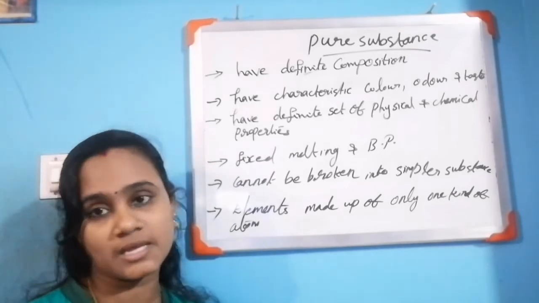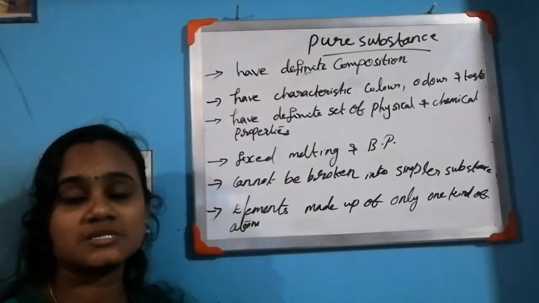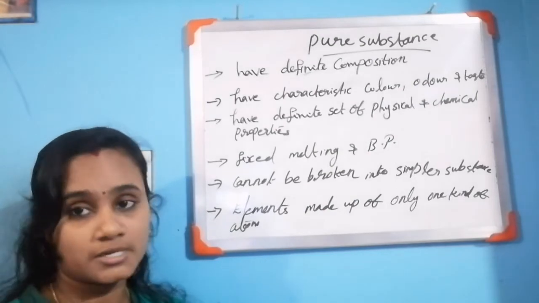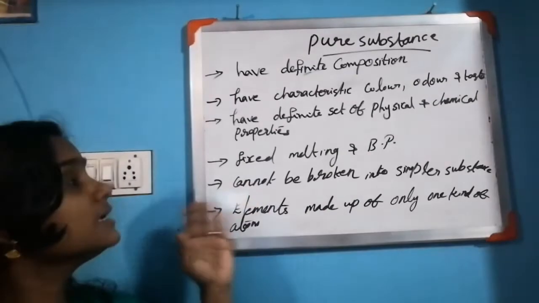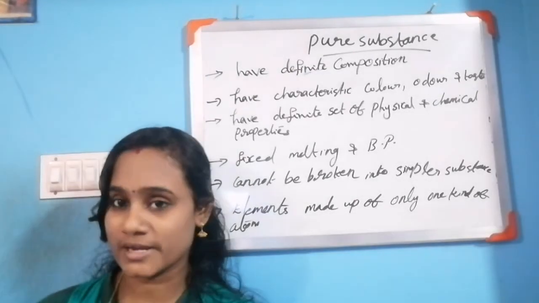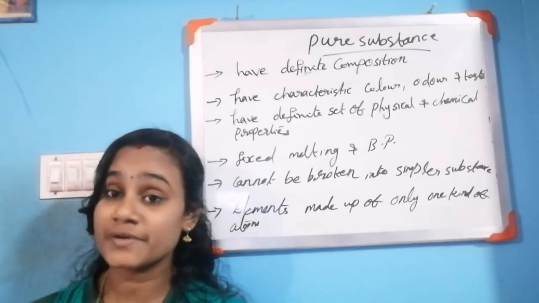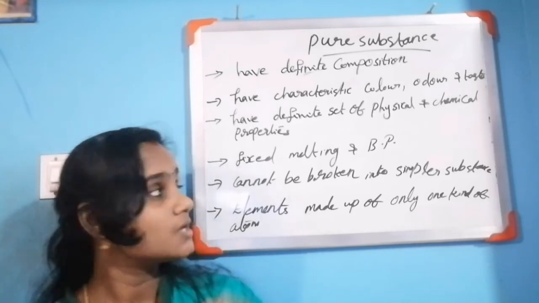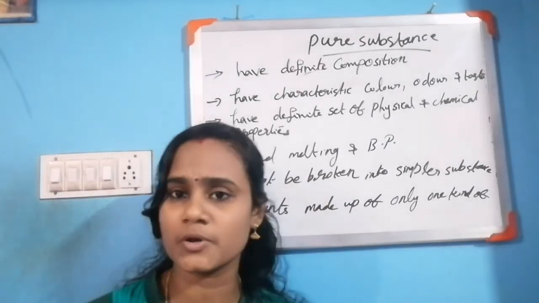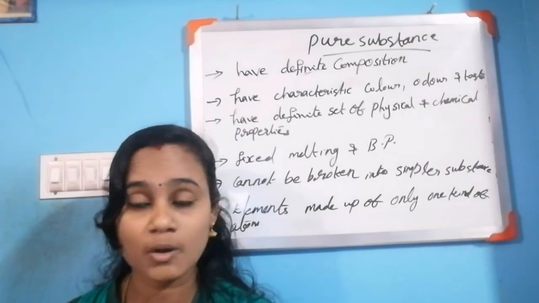So that is any chemical properties. All the elements, all the pure substances have definite physical and chemical properties. Then they have a fixed melting and boiling point. For example, water boils at 100 degrees Celsius and freezes at 0 degrees Celsius. So we can say it has a fixed melting and boiling point. All pure substances have a fixed melting and boiling point.